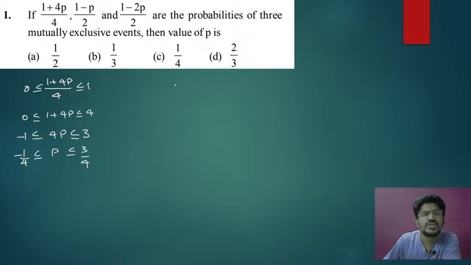Okay, next take 1 minus p divided by 2, which also will be greater than or equal to 0, lesser than or equal to 1.